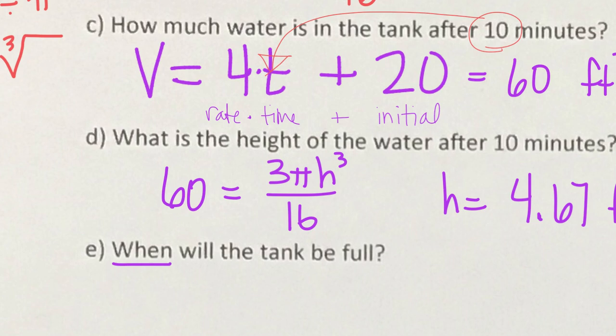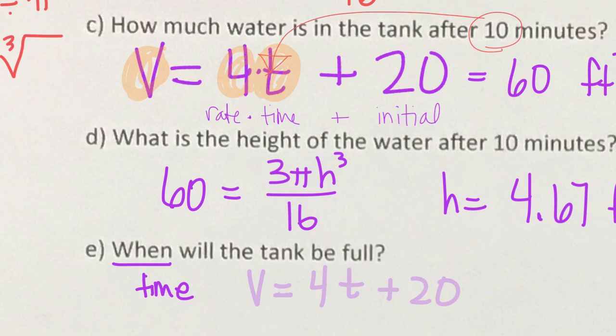And our last question is when? When will the tank be full? So when is the time question? And in order for us to answer the when question, we need to know the volume, because the volume has a rate of 4 cubic feet per minute, right? T is your variable. So we know that the volume is 4t plus 20, the original 20. So what we need to do is calculate the volume of our tank when it is full.